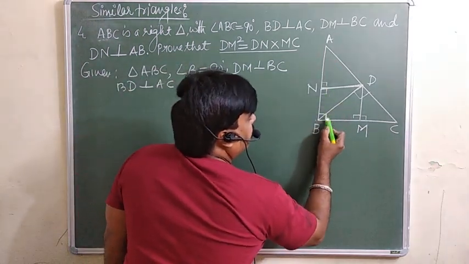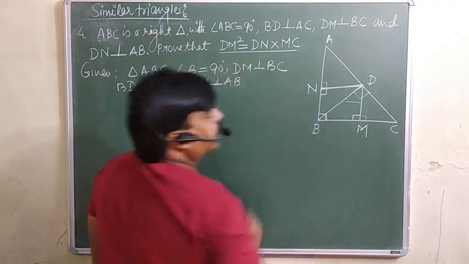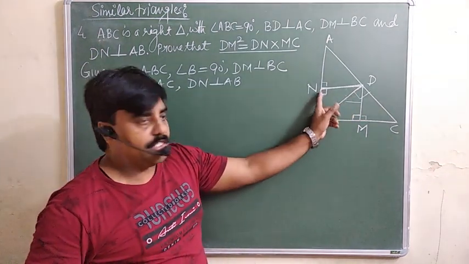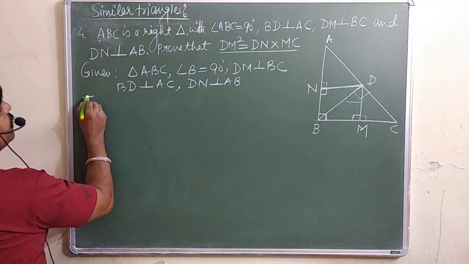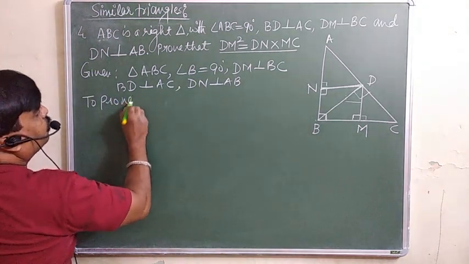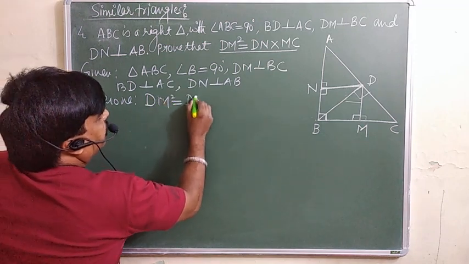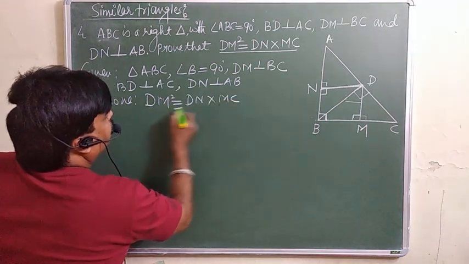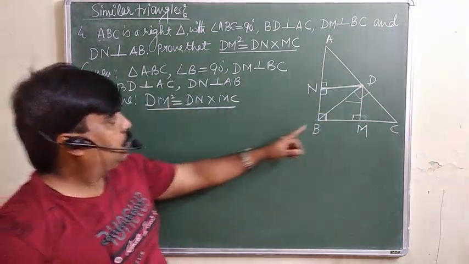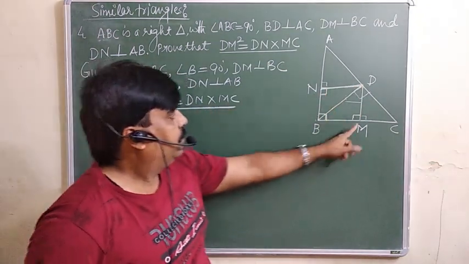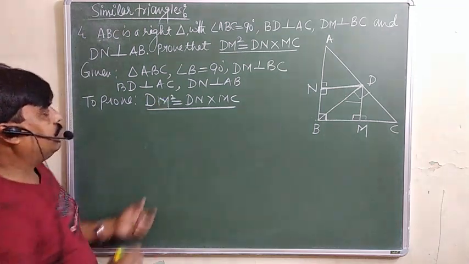So this is your 90, this is your 90, this is also 90. So the fourth angle automatically will be 90. Sum of these four angles will be 360. So this is 90, 90, 90, so this will also be 90. What exactly do we want to prove? We want to prove DM square is equal to DN into MC. So first of all we are supposed to try to understand which two triangles we are supposed to make similar.